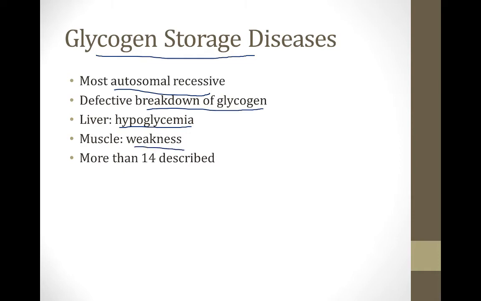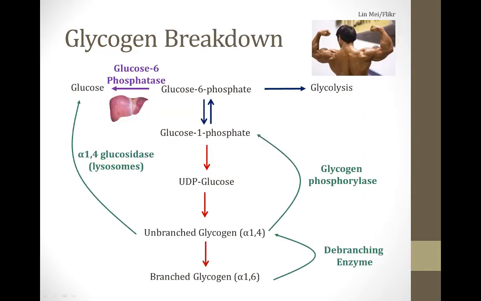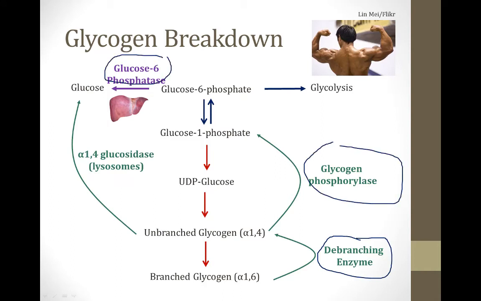There are more than 14 glycogen storage diseases that have been described, but there are 4 that they are going to test you on the USMLE Step 1 exam, and that's because these 4 relate to the enzymes involved in breaking down glycogen. If we go back to our overview slide of glycogen breakdown, I showed you that there are 4 enzymes involved. There's the debranching enzyme, glycogen phosphorylase, glucose 6 phosphatase, and the lysosomal enzyme 1,4-glucosidase.